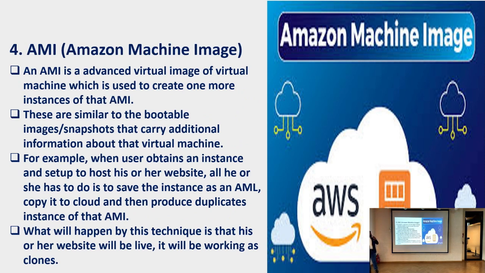This is AMI, Amazon Machine Image. It is an advanced virtual image of a virtual machine which is used to create one or more instances of the image. So this is basically acting as a clone. It will make clones of the servers. So we will take one example.